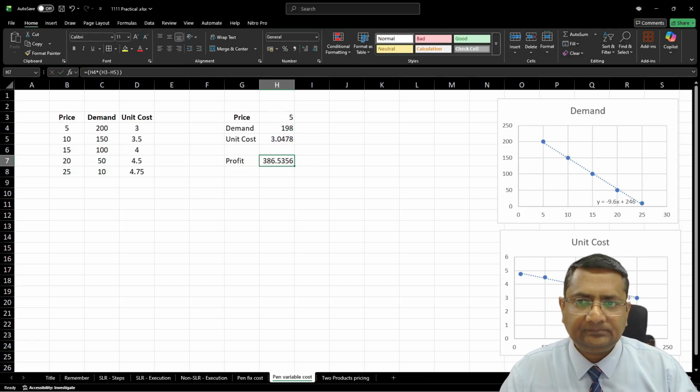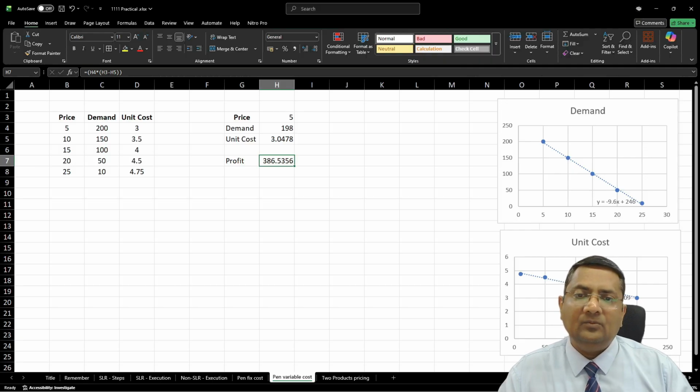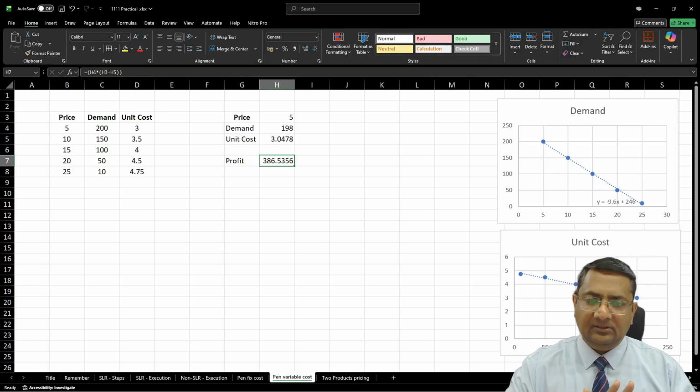So we got this. So when our price is 5 and the demand is 198, unit cost is 3.0478, our profit is 386.5356. Okay. Now this is the end of our second step. Now moving to the third step.